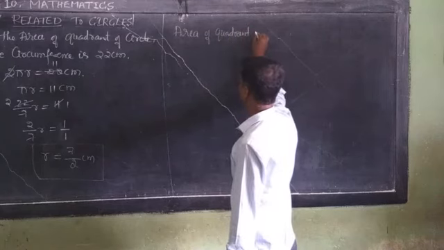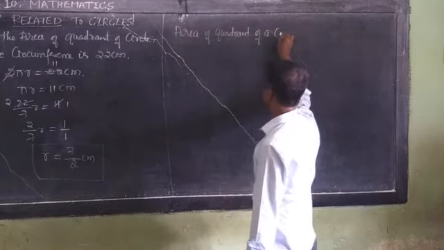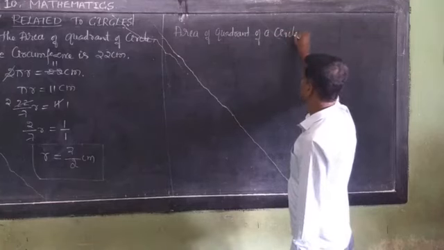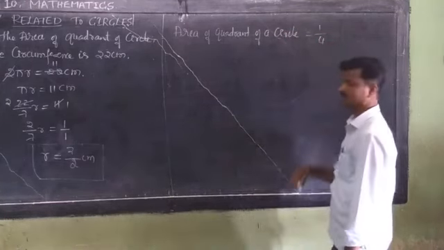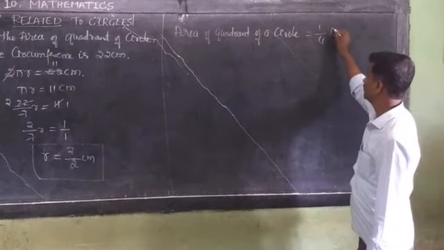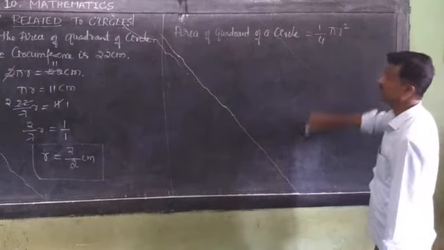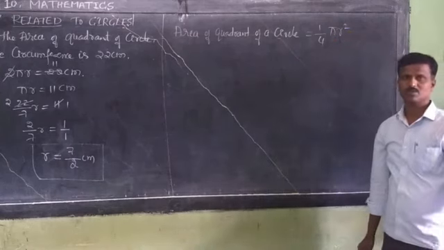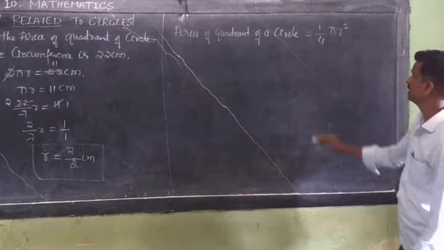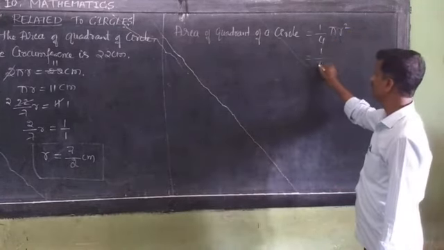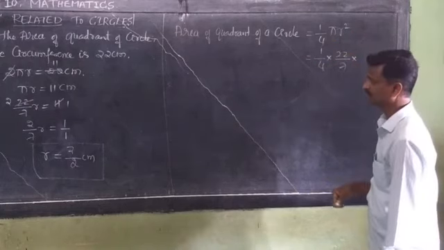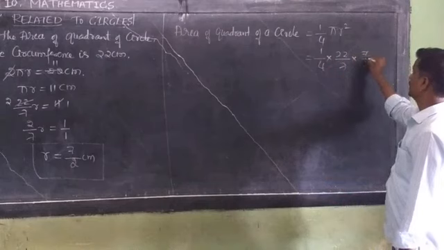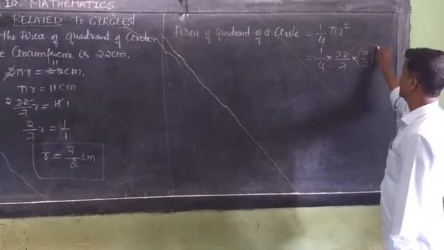Area of quadrant of the circle is equal to 1 by 4 the area of the circle. Here we place pi r square. 1 by 4 the pi r square is equal to 1 by 4 into pi, which means 22 by 7, into r square. What is r? R is 7 by 2 whole square.